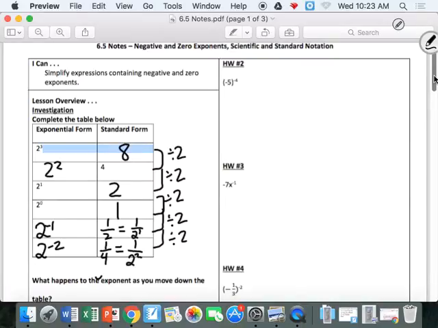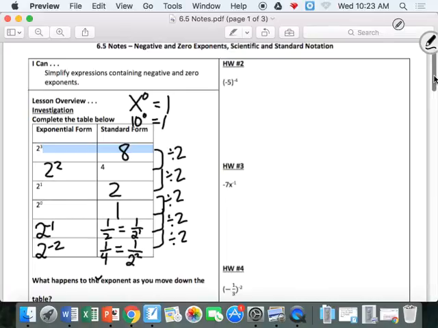Let's get that conclusion first. If anything is to the 0 power, it's 1. X to the 0 is 1. 10 to the 0, it's always 1. Anything to a 0 power is always 1. That will always happen. What's the conclusion about a negative exponent?